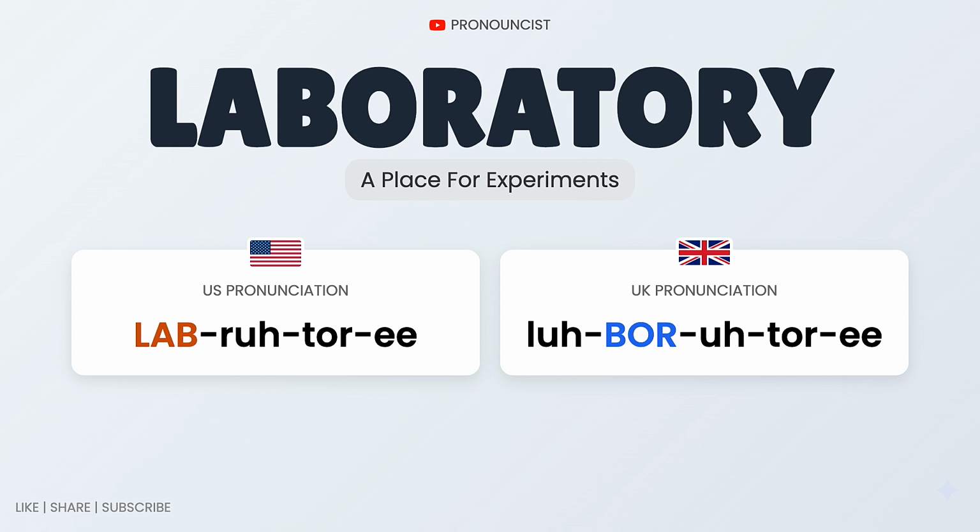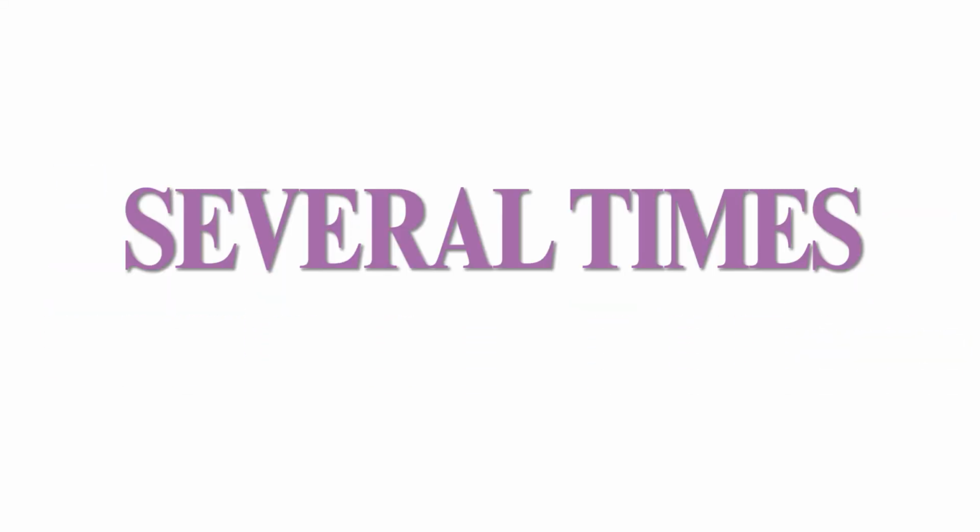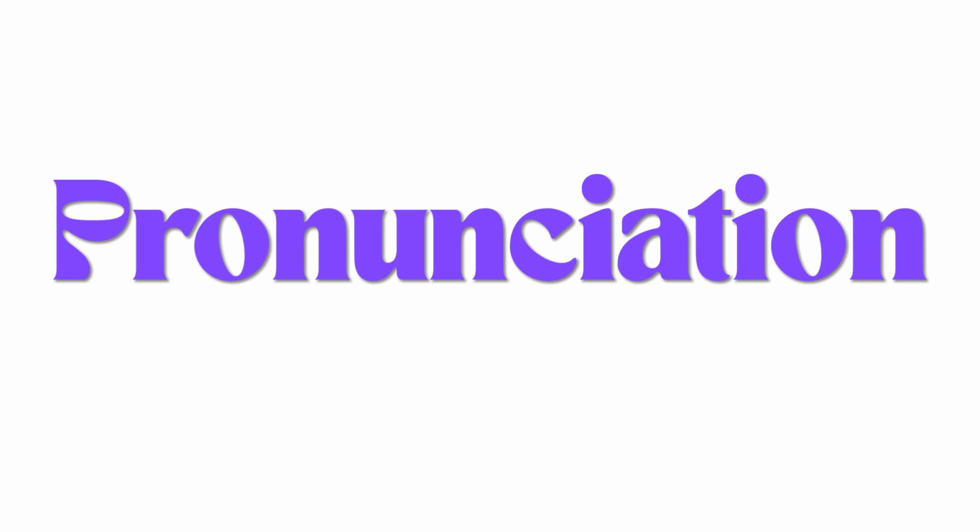Practice repeatedly and you'll soon be able to say this word perfectly. The best way to practice is to repeat the syllables multiple times. The meaning of the word is a place for experiments. Try repeating this word several times to improve your pronunciation.